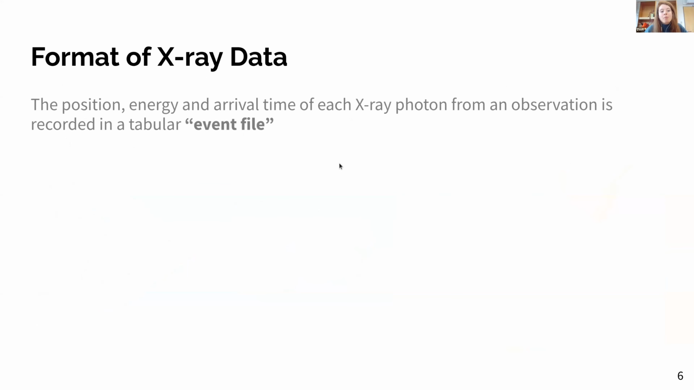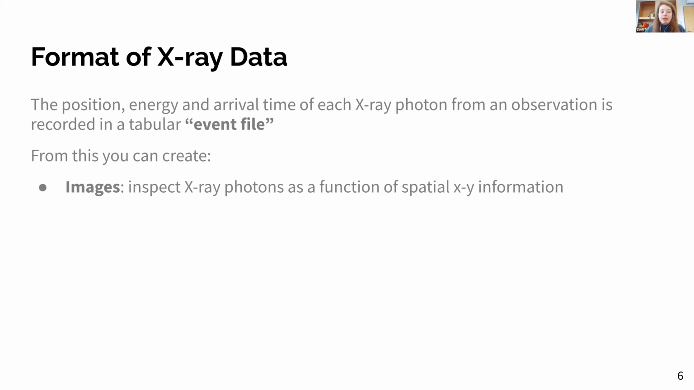So let's look a bit at the format of the X-ray data. What do you actually work with when you're working with X-ray data? We record the position, energy, and arrival time of these X-ray photons in a tabular format in the so-called event file. And from this event file, we can make images.